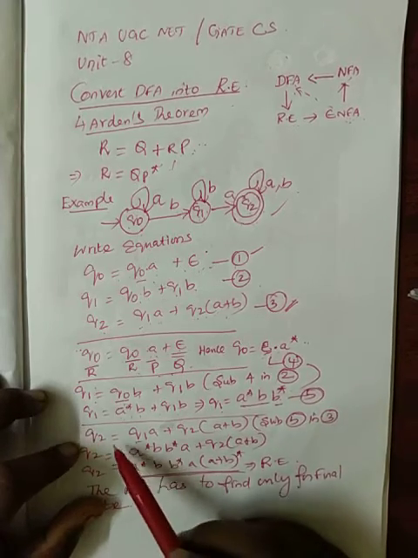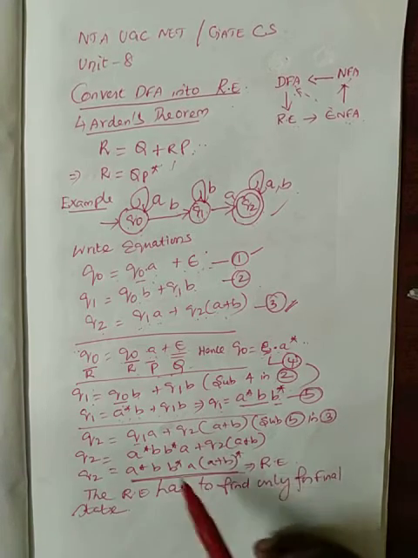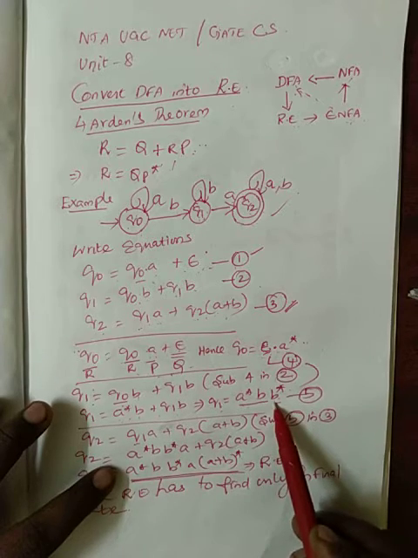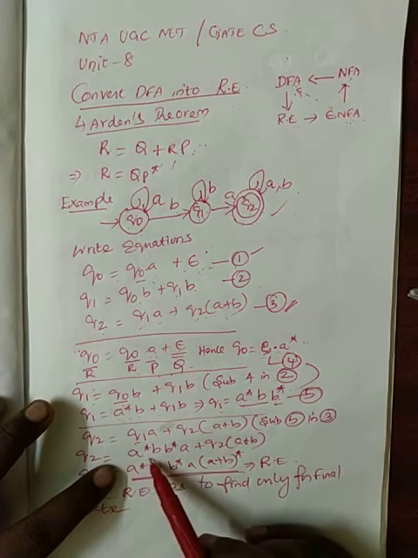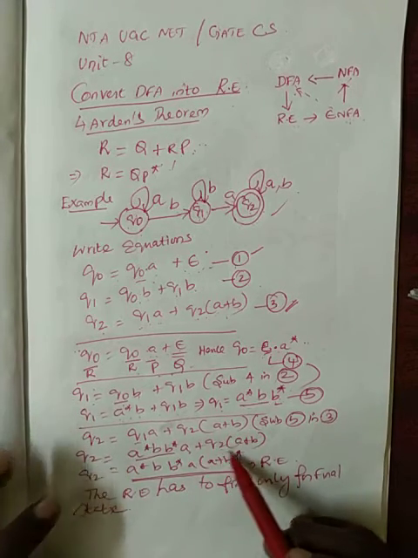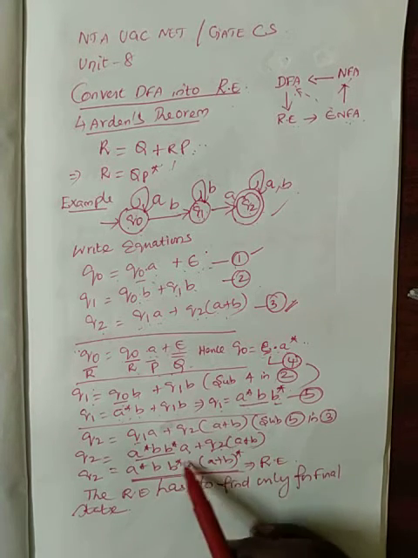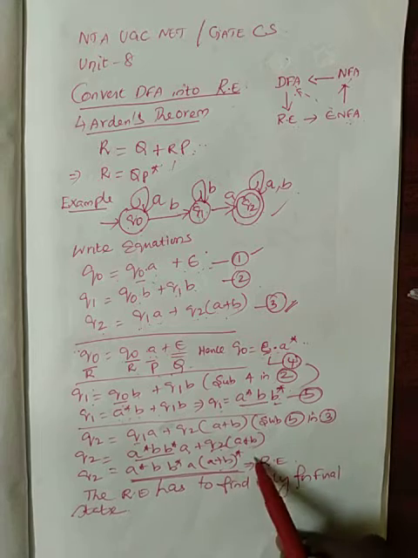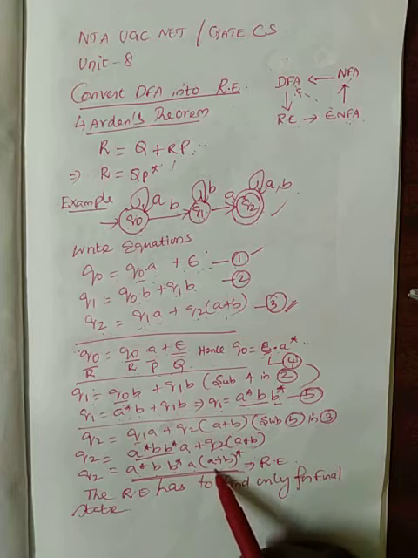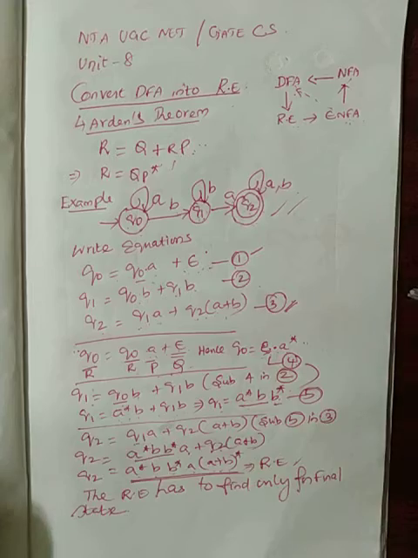Now the final equation is Q2, for which you want to find the actual regular expression. Here I'm substituting Q1 as this equation 5. So now I'm getting A star B, B star into A, and Q2 into A plus B. Now this is R, this is P, this is Q. So I'm writing P star here: A star B, B star A into A plus B whole star. That is your final regular expression for this particular DFA diagram.